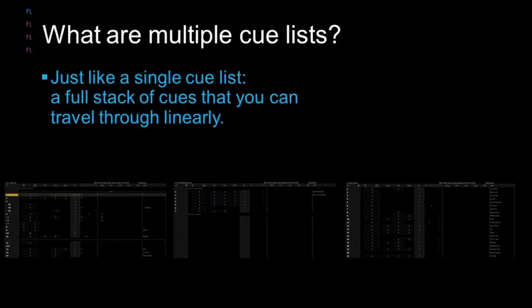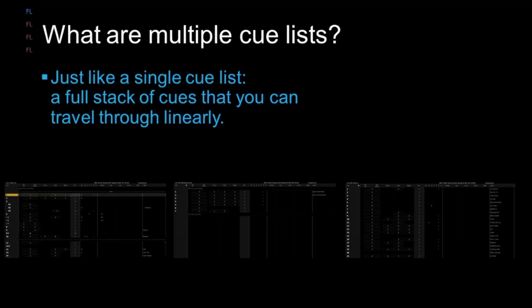So let's dig in. First of all, what are multiple cue lists, right? EOS, many of you work in single cue list environments, which is great. You have all the tools available to you in a single cue list environment. A full stack of cues that we generally expect will play back linearly as you go through a performance. EOS has the ability to give you multiple of these, so you can store up to almost 1,000 of these individual cue lists, and you can play them back in different ways.